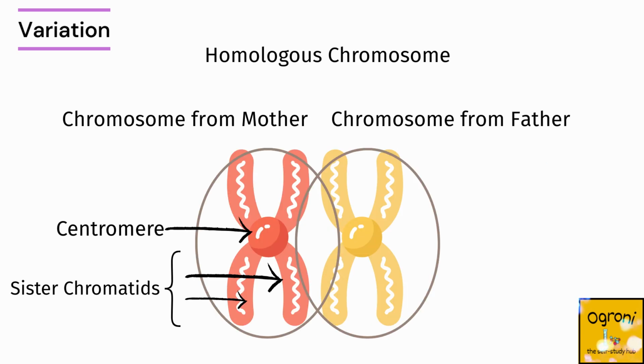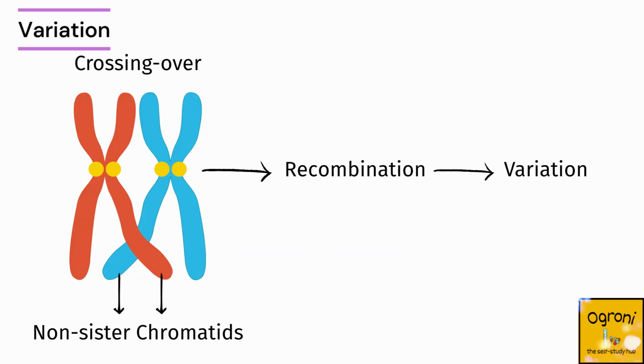Homologous chromosomes are paired chromosomes which are similar in length and carry the same genes in the same order. One chromosome in each pair is inherited from the mother, and one chromosome of each pair is inherited from the father. Each chromosome is made up of two sister chromatids which are attached at the centromere.